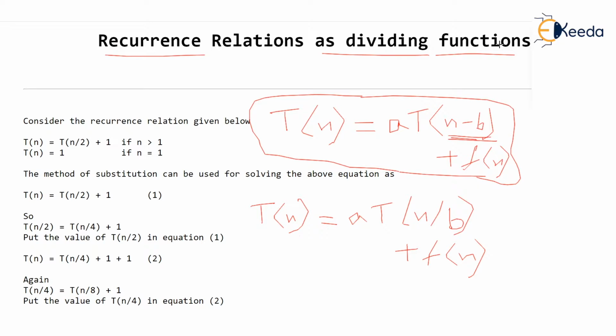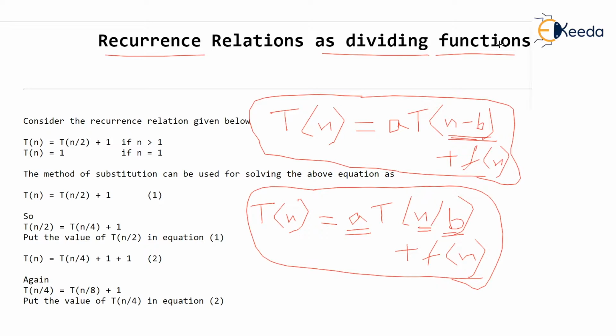Now from this video onwards, we are going to see another type of recurrence relation in which the data size n doesn't get reduced by some amount, but gets divided by some amount. Just check the recurrence relation where T(n) is given as a T(n/b) + f(n). So data size n is getting divided by some constant.